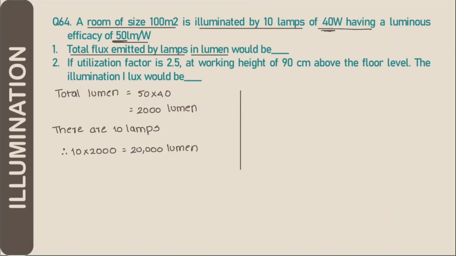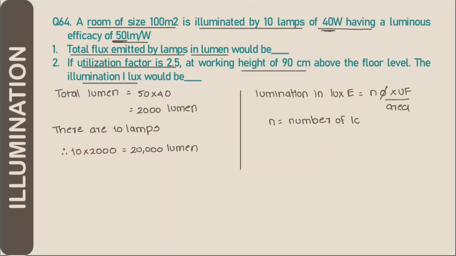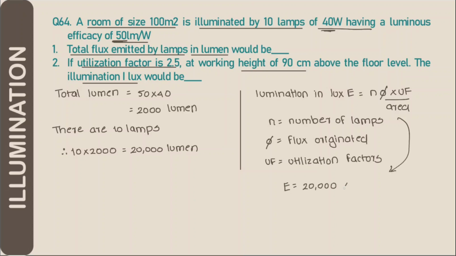Question 2. If the utilization factor is 0.5 at the working height of 90 centimeters above the floor level, the illumination in lux would be. So the illumination in lux is calculated as N phi into UF upon area. N is the number of lamps, phi is the flux emitted, and UF is the utilization factor. So substituting all the values, we get the illumination in lux is equal to 100 lux.